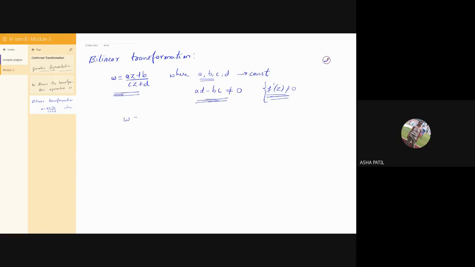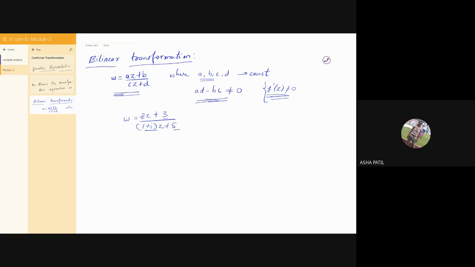I can give an example, it will be in this form, like 2z plus 3 divided by (1 plus i) into z plus 5. Any constants a, b, c, and d can be either real or complex constants. Suppose the function is in this way, then whatever the transformation it takes, such transformations we call the bilinear transformation. Now, whenever we go for mapping, we get the points.